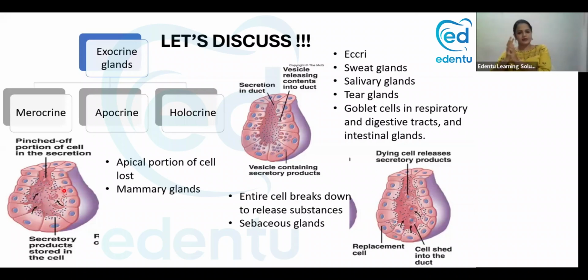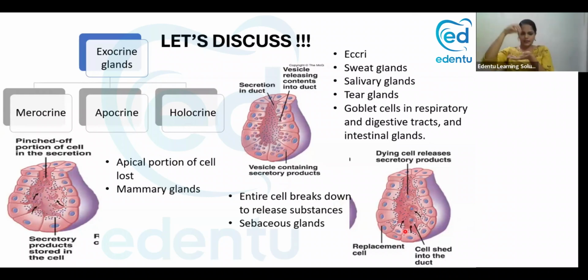The main example of this apocrine type of secretion is the mammary glands. Remember, it is the mammary glands. Okay, so the next one is the holocrine. Holocrine means the whole cell itself is destroyed in the process of secretion. So remember, holocrine means the whole cell is destroyed.